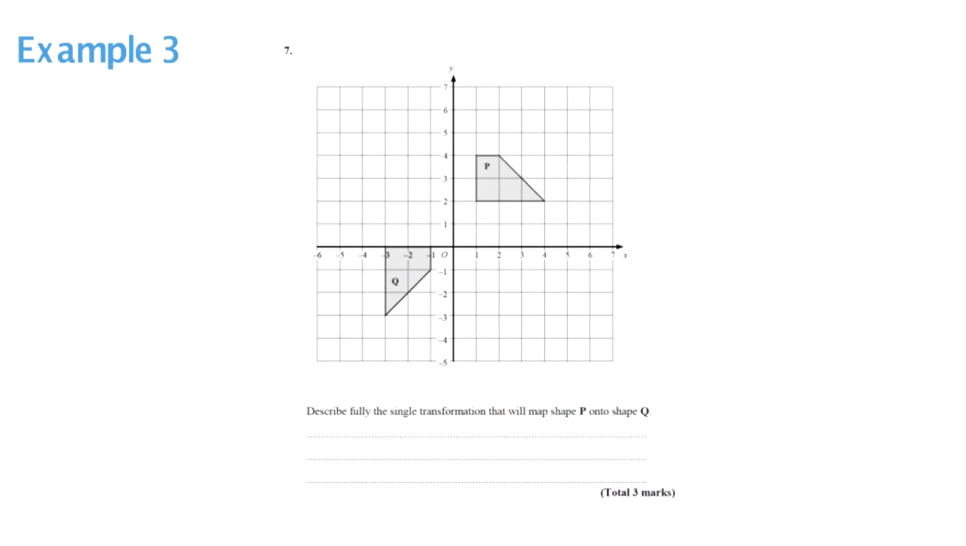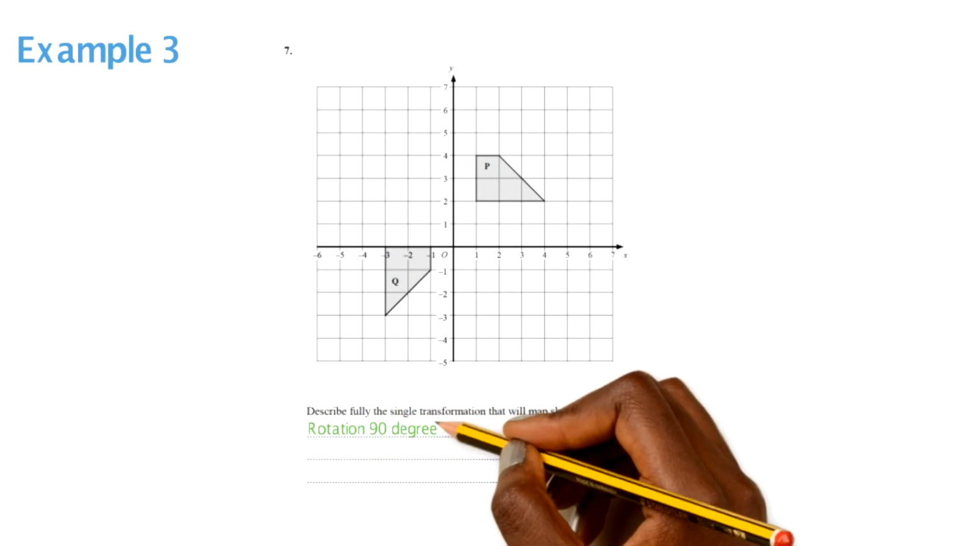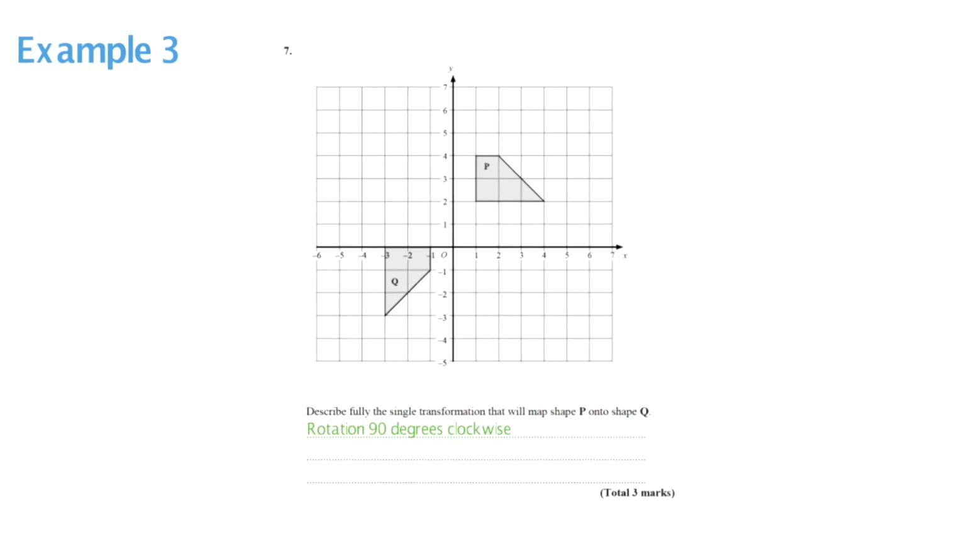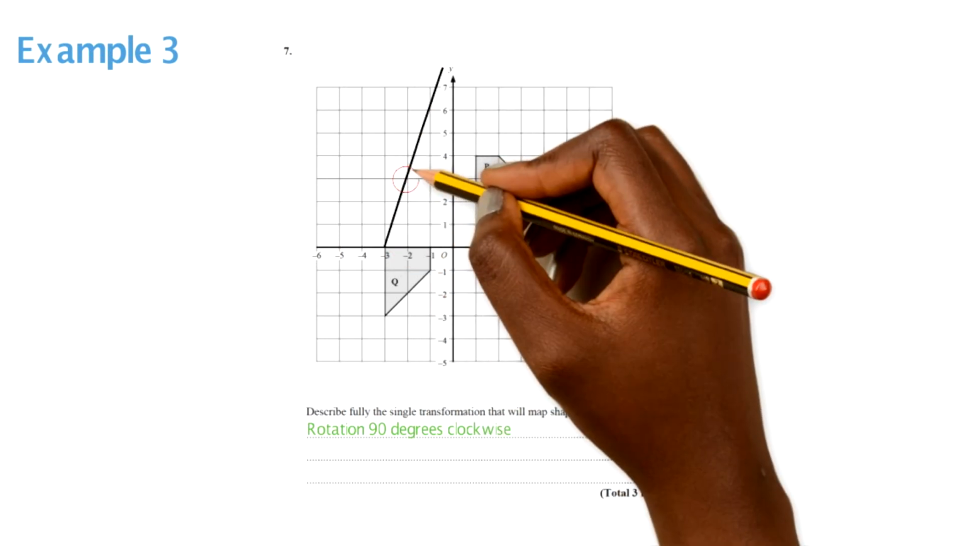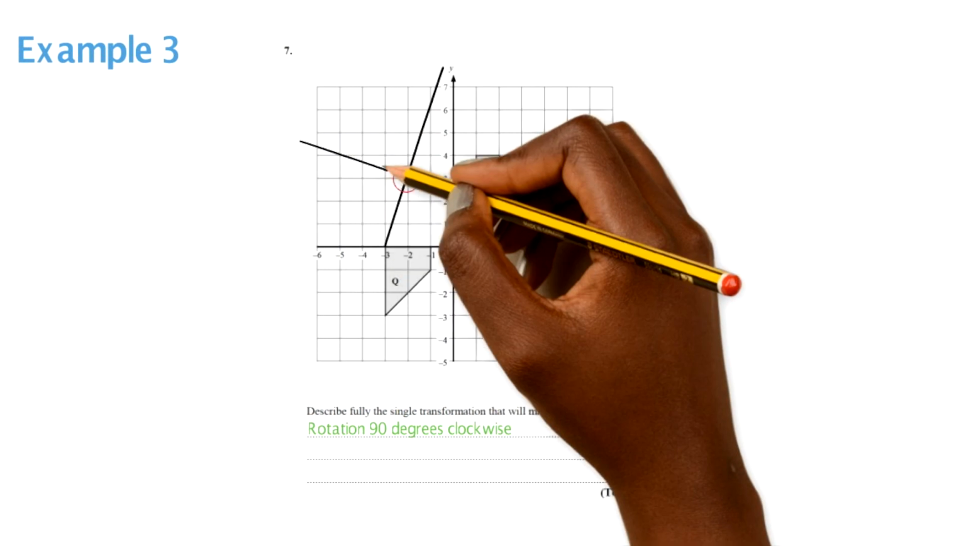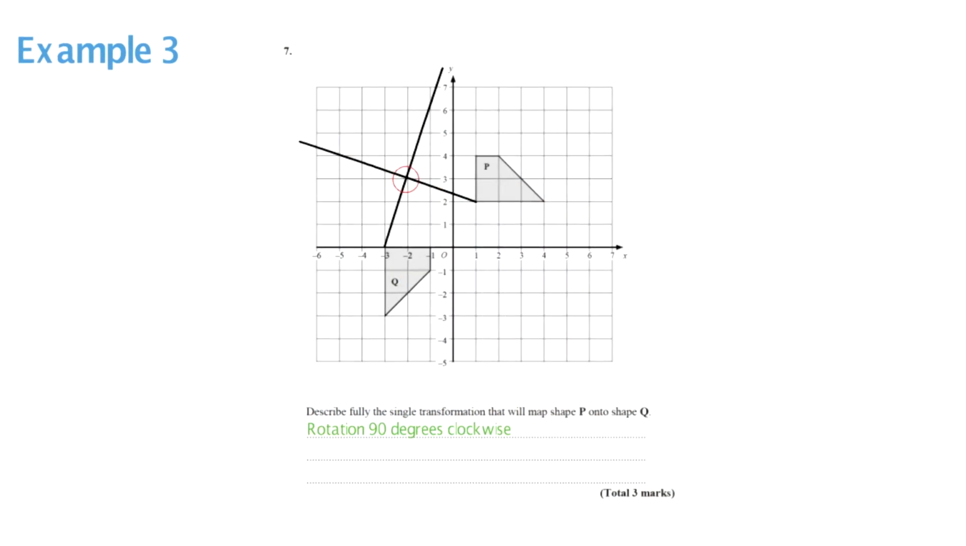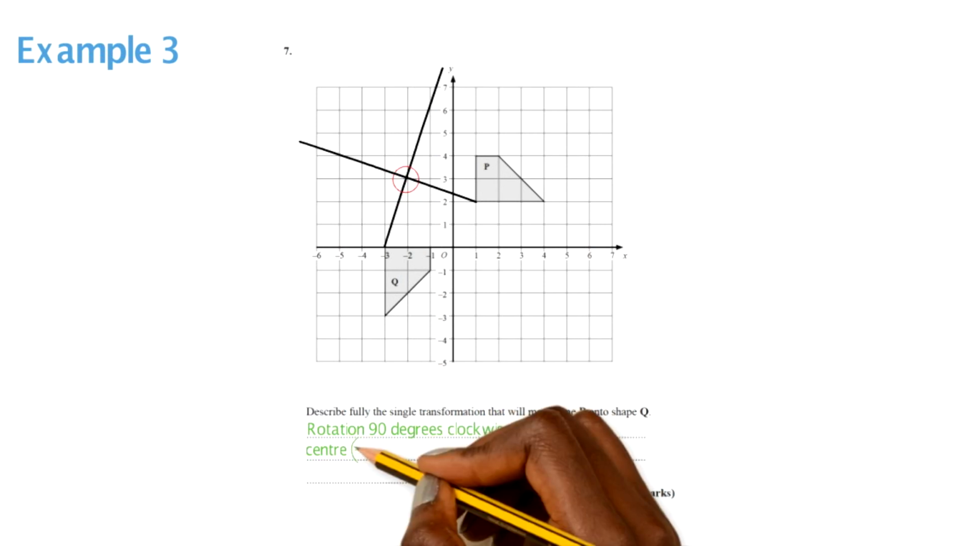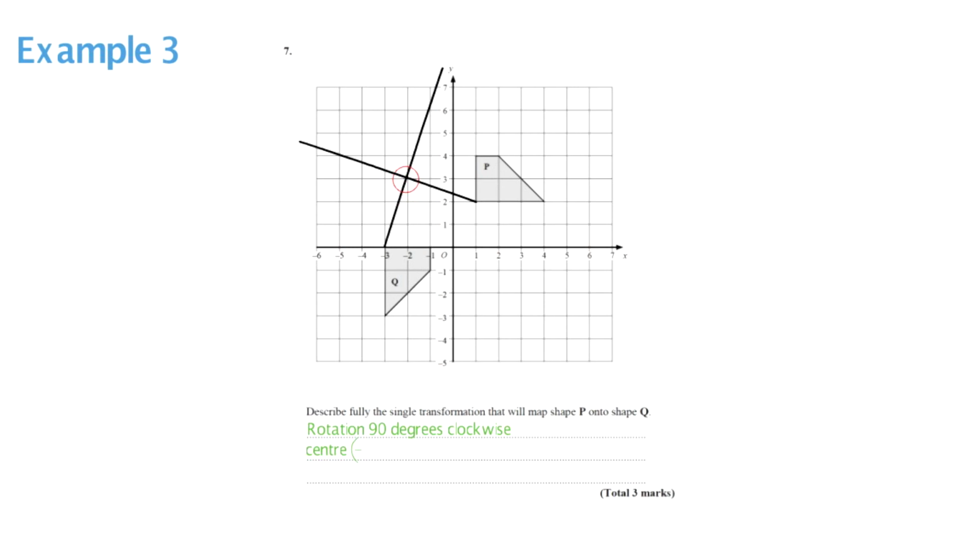Example 3. So again, here we're describing the transformation. So from P onto Q, it looks like it's 90 degrees clockwise, right? So now to work out our center of rotation, again, I'm going to draw 2 corresponding points on the shapes, see where they meet, and it's meeting at the center, -2, 3. So therefore that -2, 3 is the center of rotation.